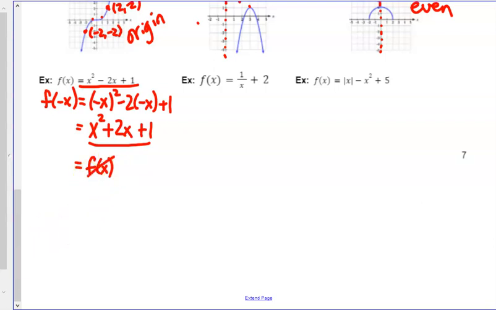So that doesn't work. Then if I try to see if that is the opposite of f of x, then that doesn't work either. So this is a neither function, okay? Nor is it equal to the opposite, negative f of x, okay? Too many parentheses there.